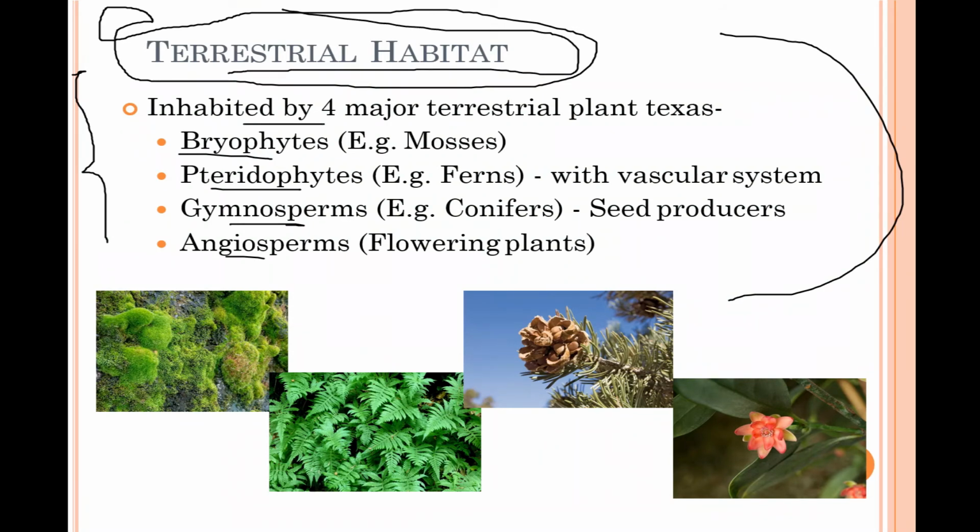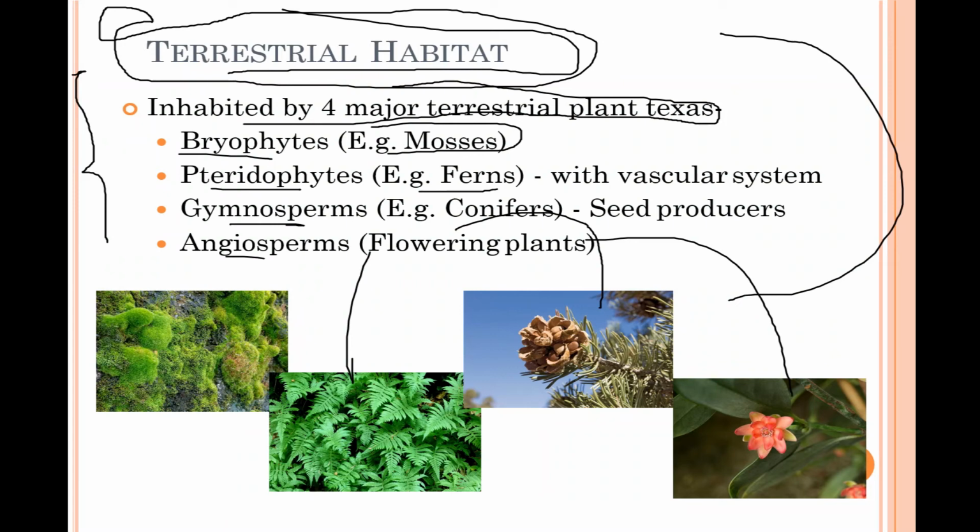These are the four major terrestrial plant taxa. Bryophytes include mosses, pteridophytes include ferns, gymnosperms are conifers, and angiosperms are flowering plants. So this is the first, this is the second, this is the third, and this is the fourth. Pretty simple. Mosses, ferns, conifers and flowering plants are very common in regions where they may experience very low or high temperatures.